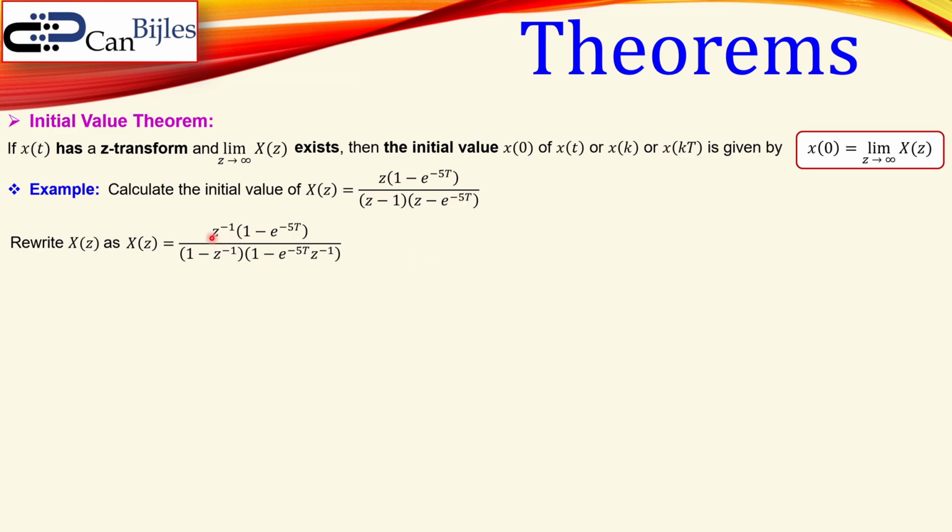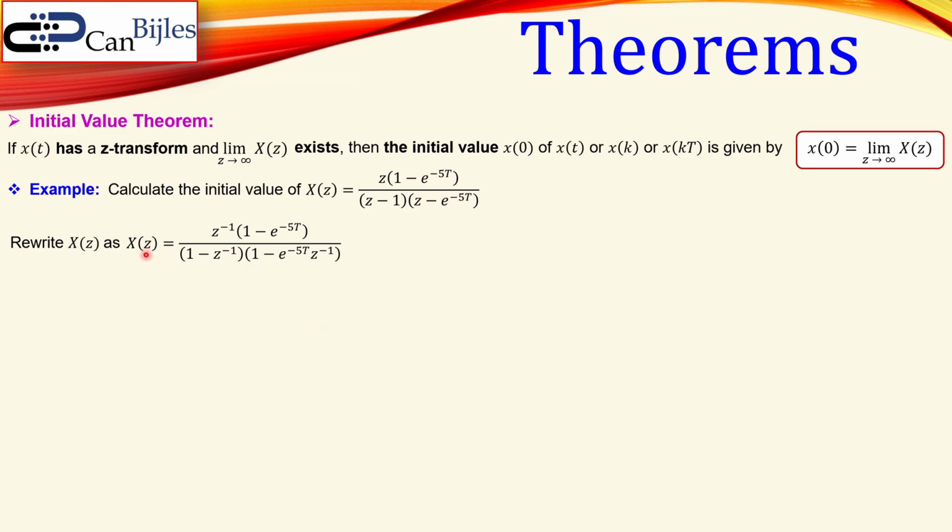So I get here z to the power minus 1. I get here 1 minus z to the power minus 1. And then you get here 1 minus e to the power minus 5T, z to the power minus 1. And T here is the sampling period, which is not defined in this case.